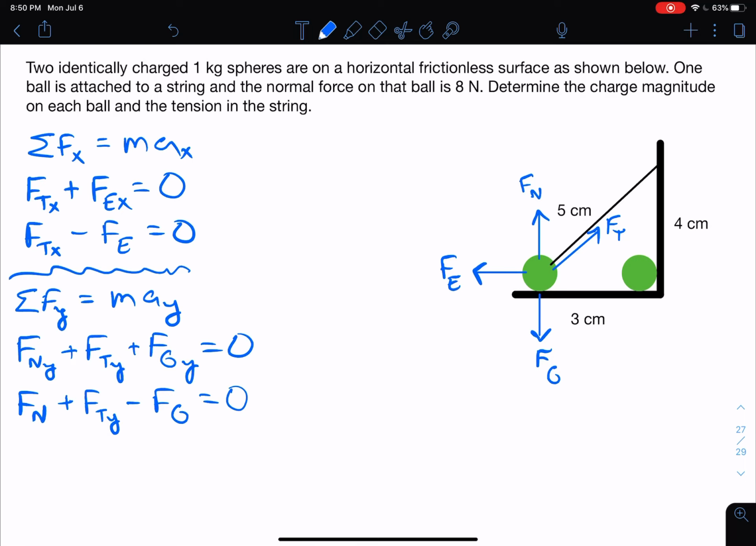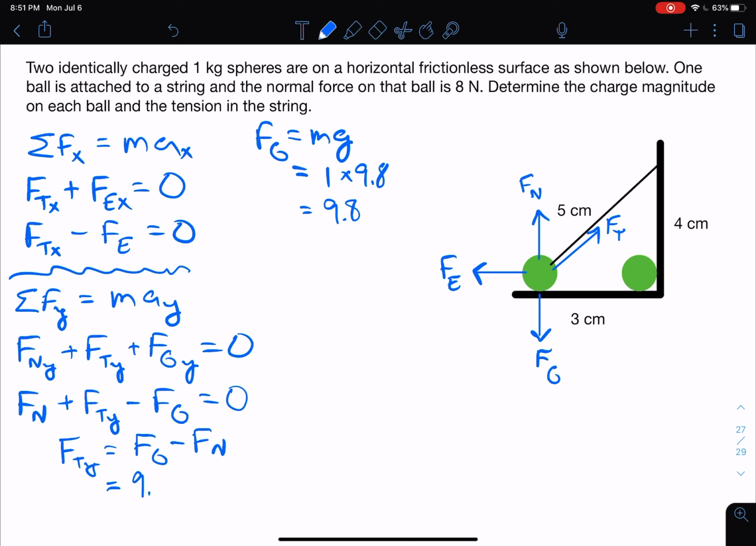Okay, now I know the mass, and hopefully everyone remembers that we know how to calculate weight. That's F_g equals mg. Okay, and I know the normal force, so I can easily solve for F_ty here. It's going to be F_g minus F_n. Okay, so since F_g is mg, let me go ahead and do this up here. This is 1 times 9.8, and that's, of course, just 9.8. So F_g is 9.8. My normal force is 8.